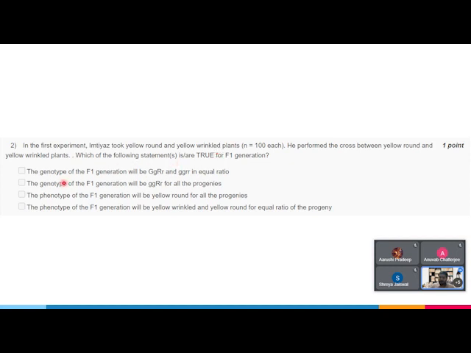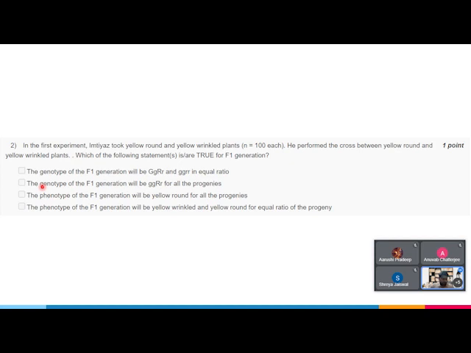The options are: the genotype of the F1 generation will be Gg, Rr, gg, rr in equal ratio. The genotype of the F1 generation will be this for all the progenies. The phenotype of the F1 generation will be yellow round for all progenies. The phenotype of the F1 generation will be yellow wrinkled and yellow round in equal ratio. This is a box type of answer, so there is more than one option that is correct.